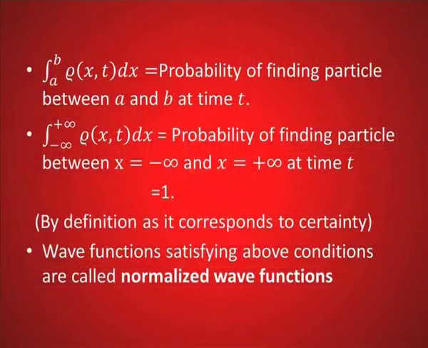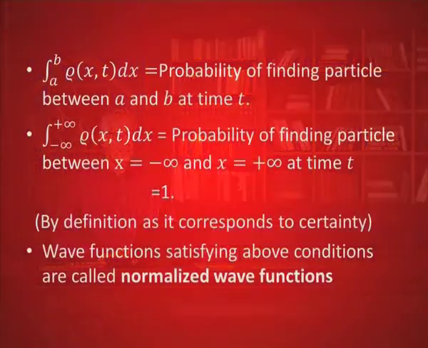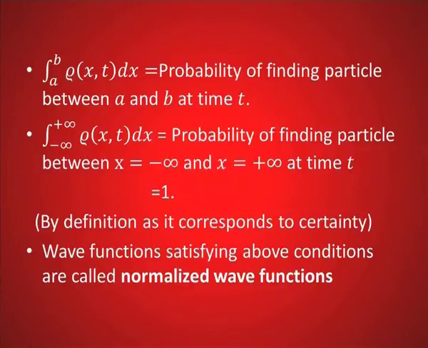Now, if I integrate rho dx between the limits a and b, this would give me probability of finding the particle between a and b at time t. And now, if I let a go to minus infinity and b go to plus infinity, then this integral from minus infinity to plus infinity of rho dx is probability of finding the particle between x equals minus infinity and x equals plus infinity at the time t.